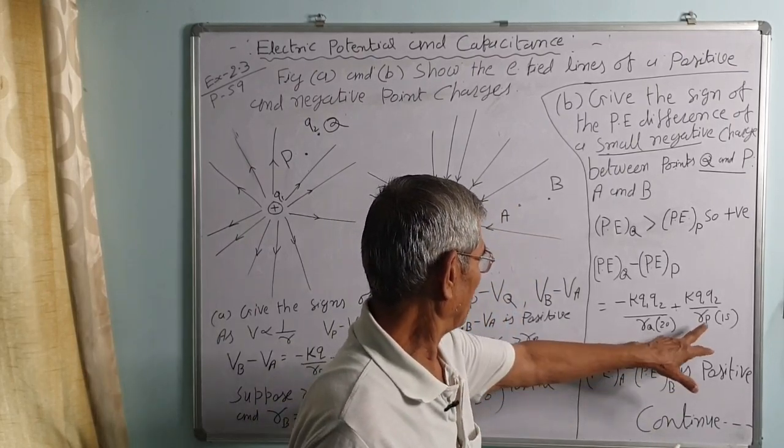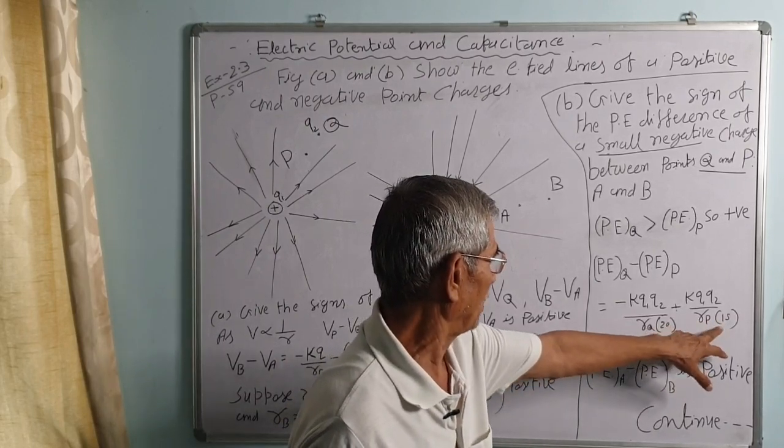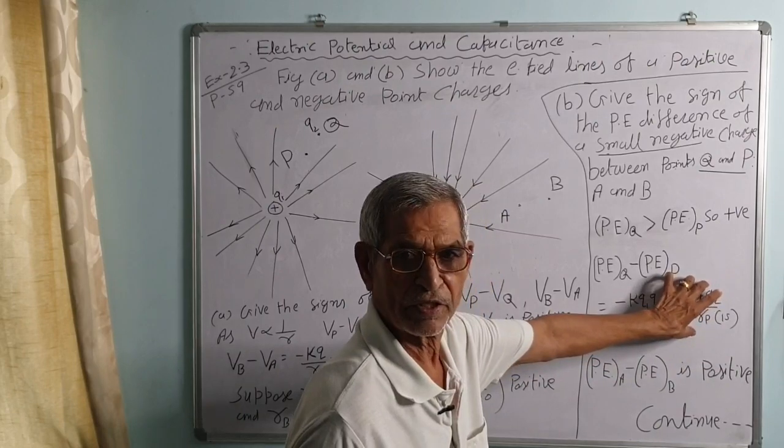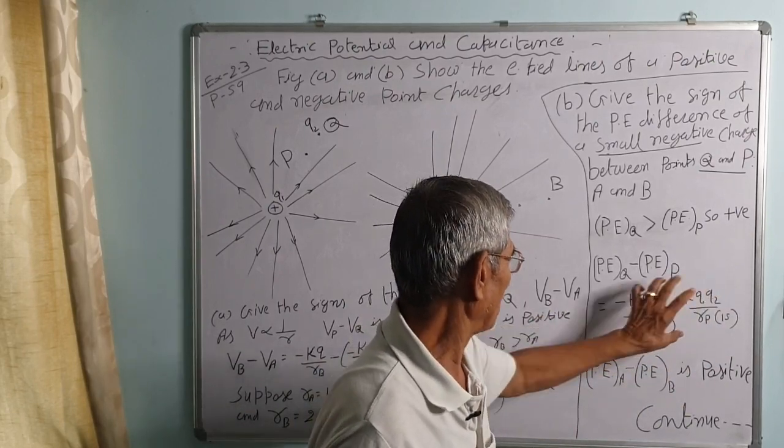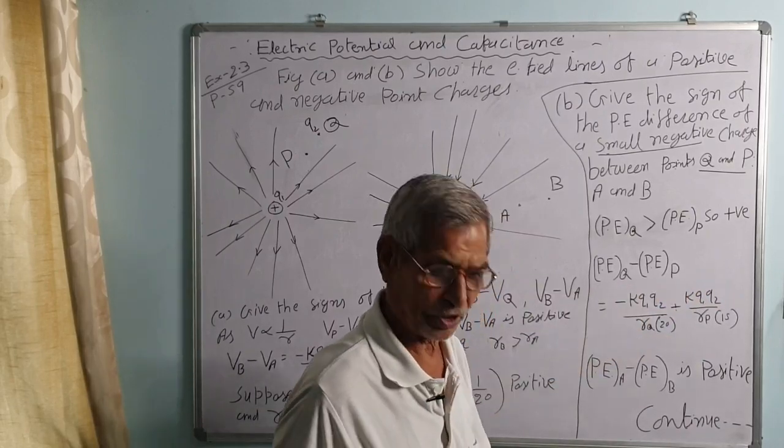Correct? Because this is less, so this is more, less denominator, that value's magnitude is more than this. So this minus this, suppose this is x and this is y, so y is less, so x minus y will be positive.